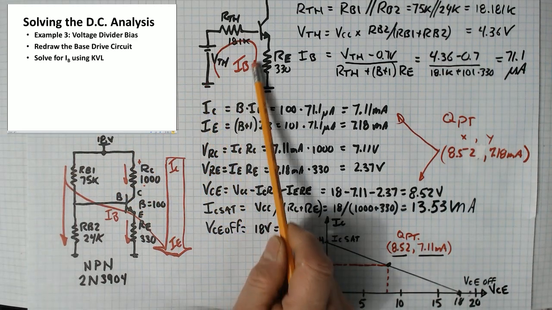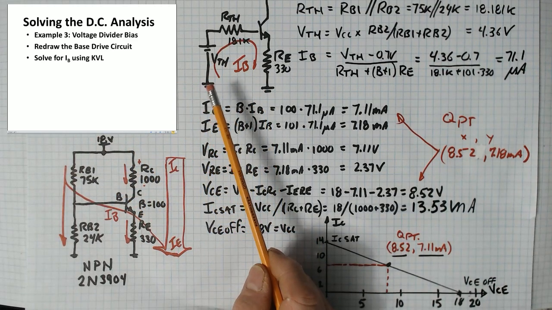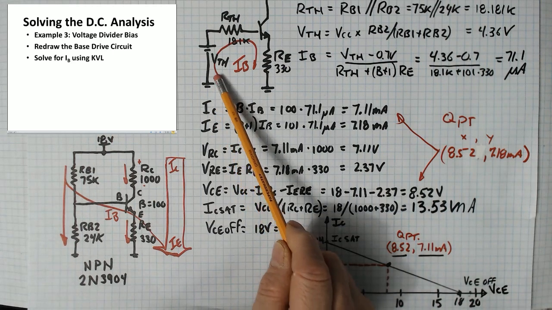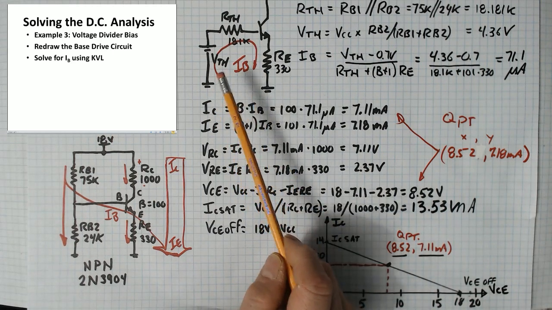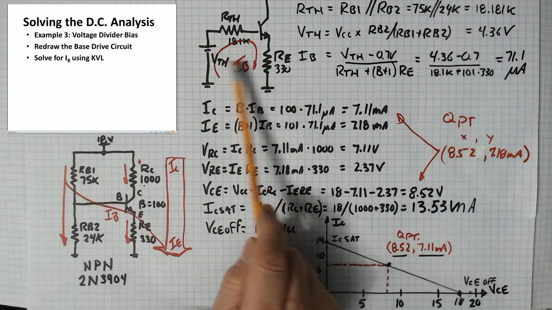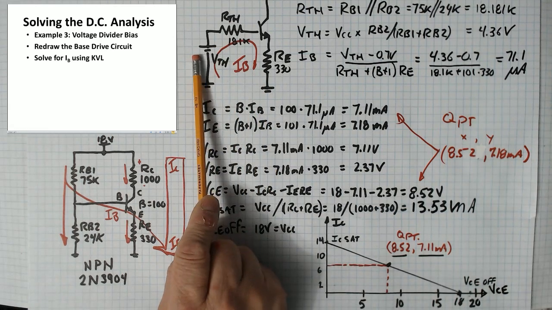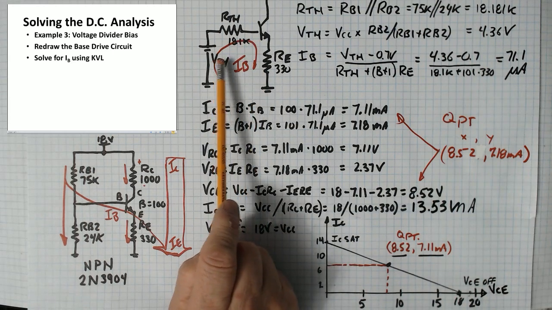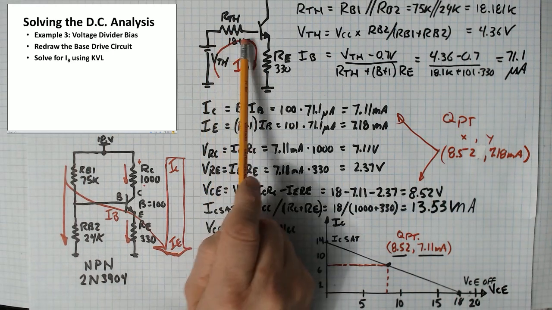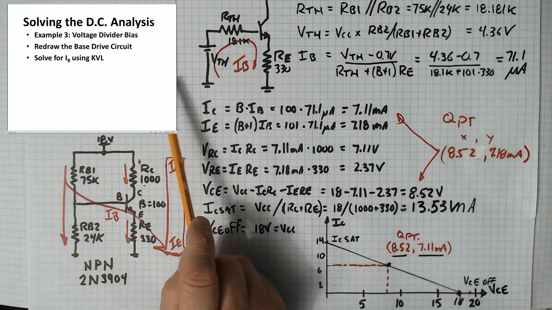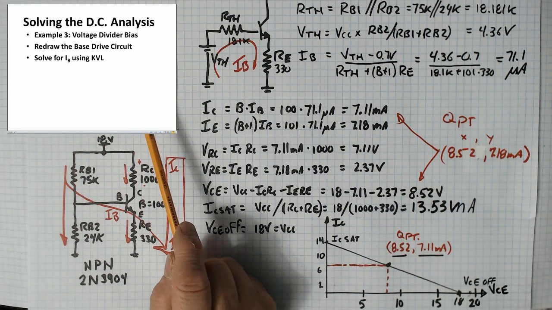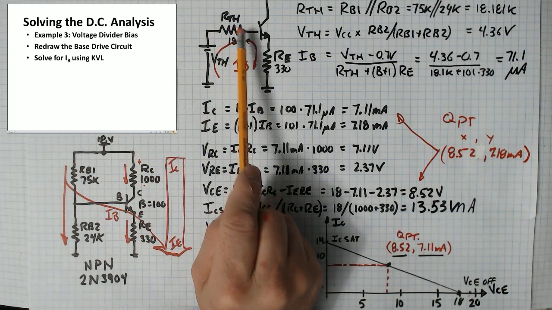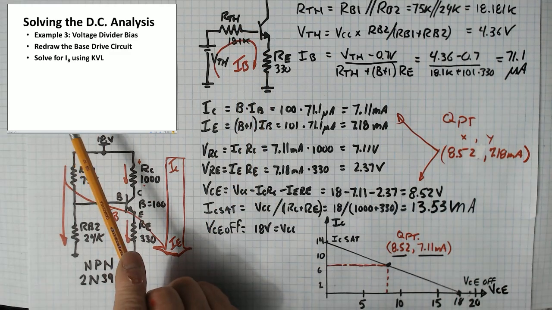Once you've got those values in, then we can use KVL to find the base current. So we're going to solve this loop current. As we go around this loop, we see that we've got about 4.36 volts here and 0.7 volts here. That means that there's about 3.6 volts, 4.36 minus 0.7, which have to be dropped across these two resistors here.